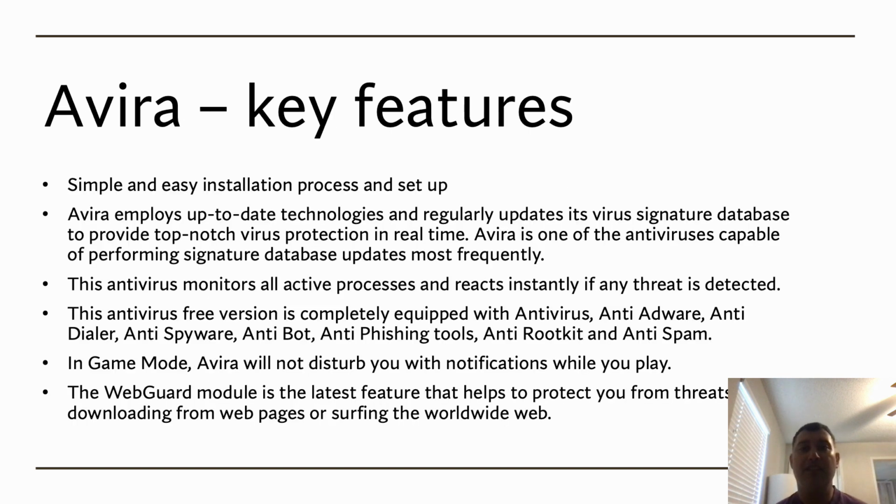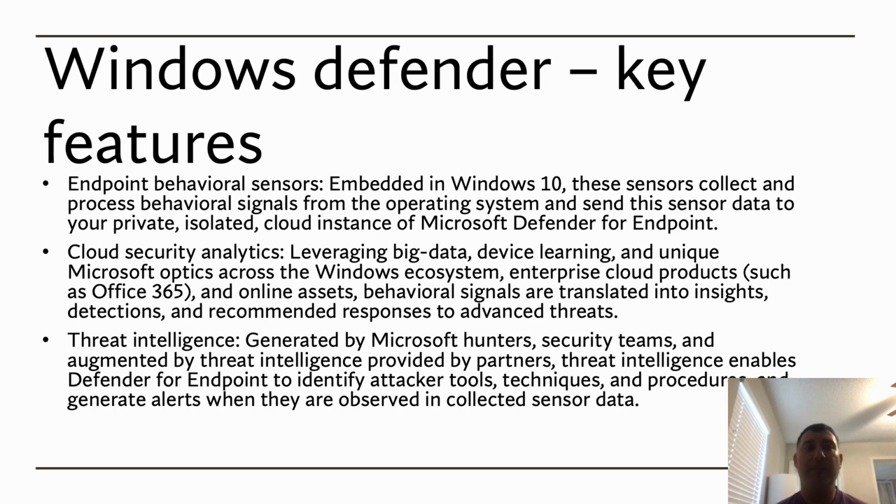Then we have Avira. The free version comes fully equipped with antivirus, anti-adware, anti-dialer, anti-spyware, anti-bot, anti-phishing tools, anti-rootkit, and anti-spam, so very powerful free software. And it also has an in-game mode to avoid disturbances when gaming. Then we finally have Windows Defender. The really cool thing about Windows Defender is it leverages big data and its connection with Office 365 to assess behavioral signals that allow for better detection.